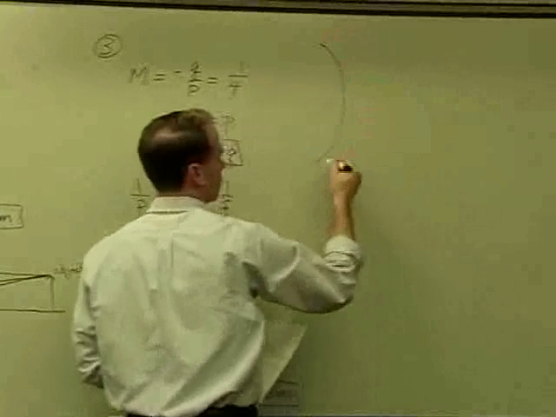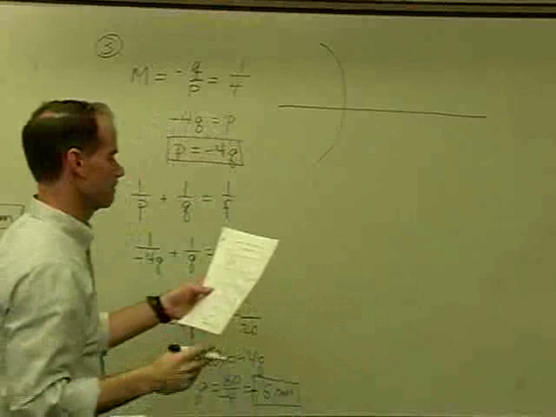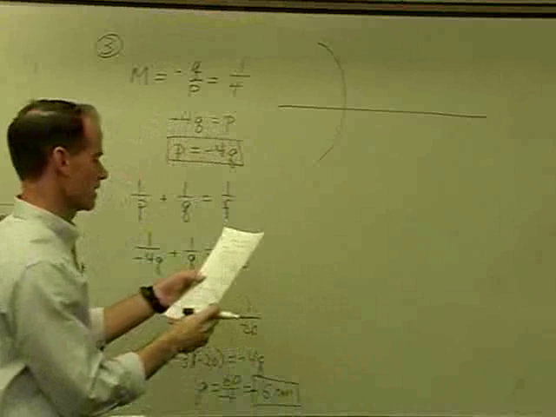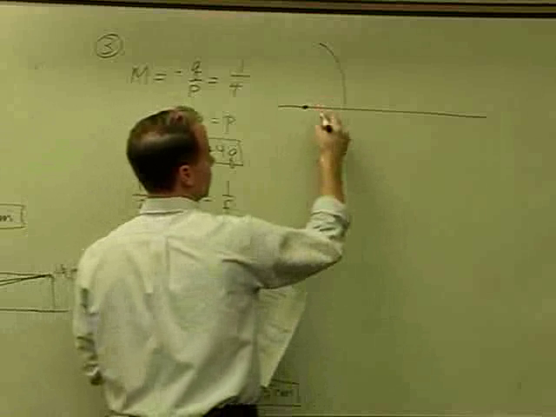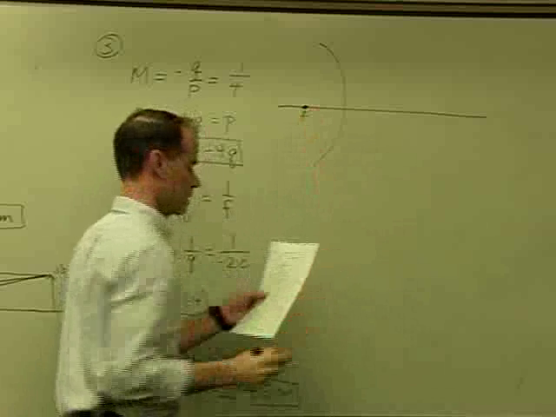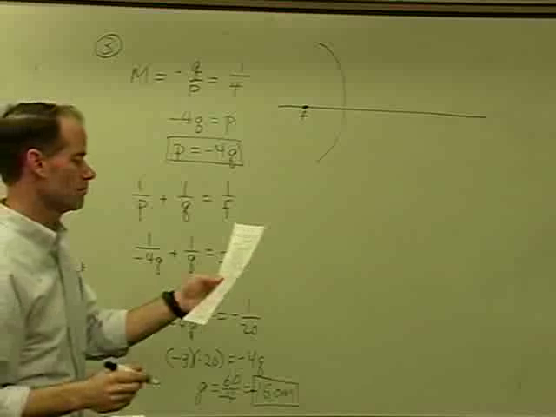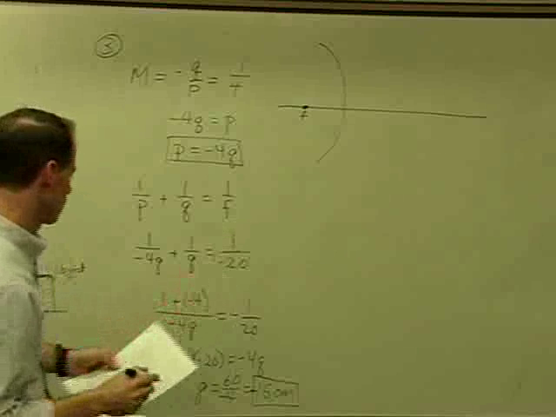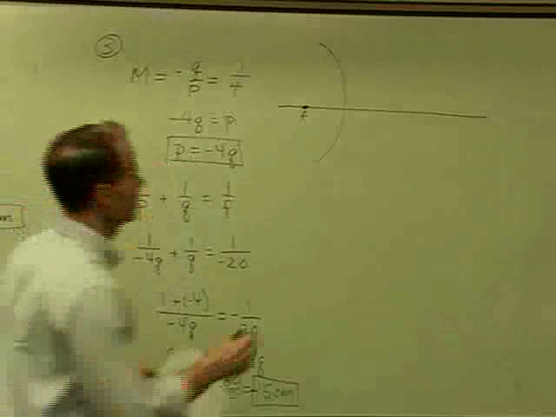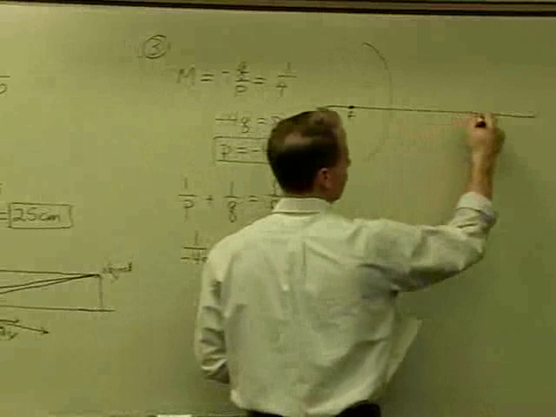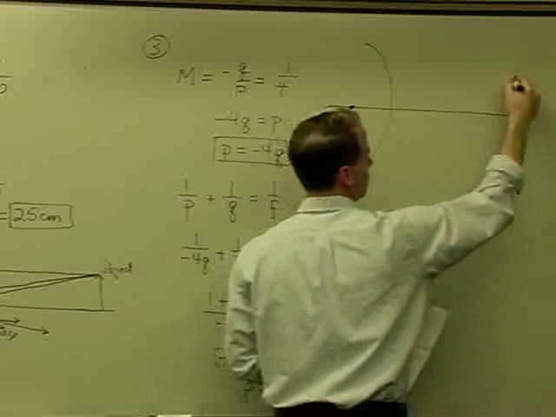We have a convex mirror. Kind of look like this. And let's see, the focal length is -20, so somewhere in here is a focal point. And let's say if we had an object, let's see, Q is -15, so that means P would be about 60. So let's say our object was somewhere over here.